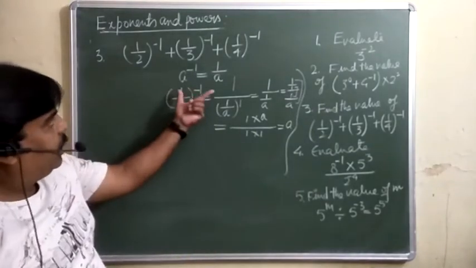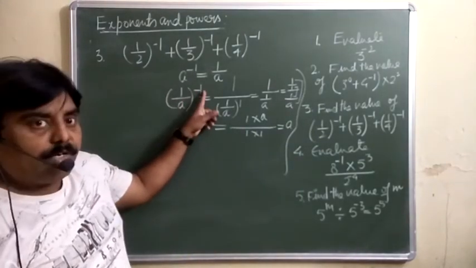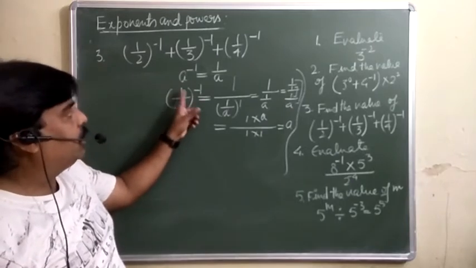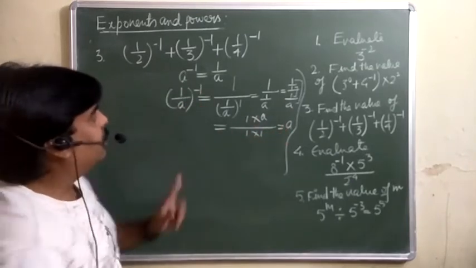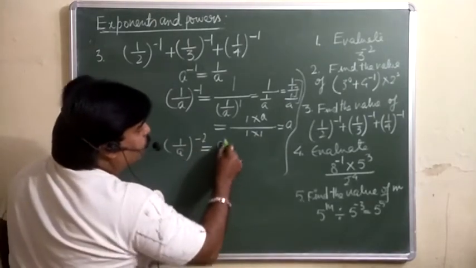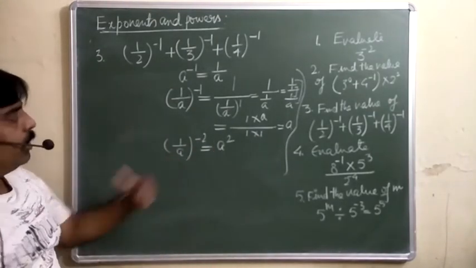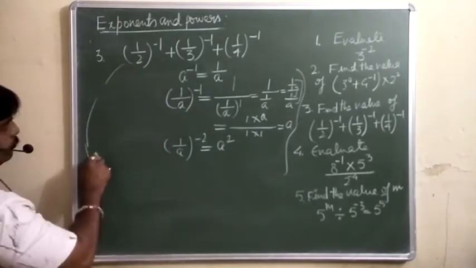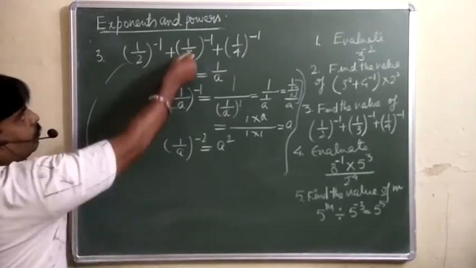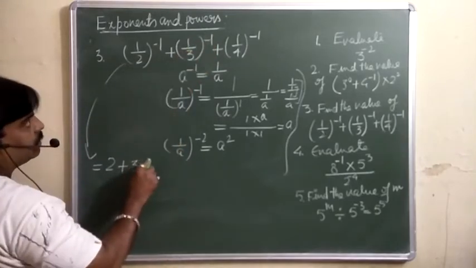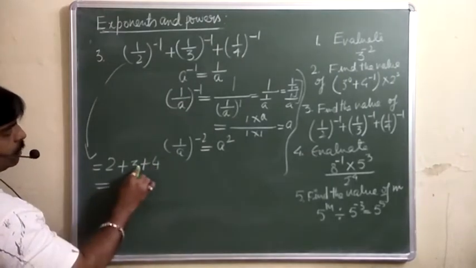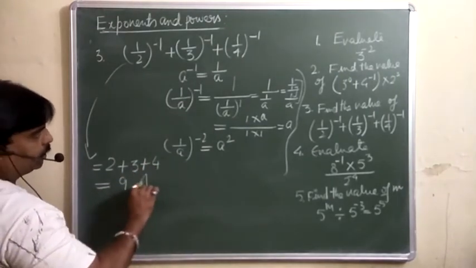It means that if there is 1 over a raised to power minus 1, then directly you can write the reciprocal of this one. If this is minus 1, then that will remain 1. If this were suppose 1 over a whole raised to power minus 2, then what would it become? a raised to power 2. Directly you can do that. So same here, 1 over 2 raised to power minus 1 you can write as 2. 1 over 3 raised to power minus 1 means 3. 1 over 4 raised to power minus 1 means 4. So what you are getting, 2 plus 3 is 5 plus 4 is 9 and this is your answer.